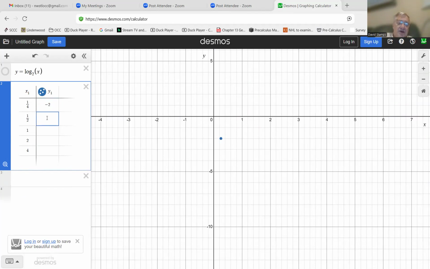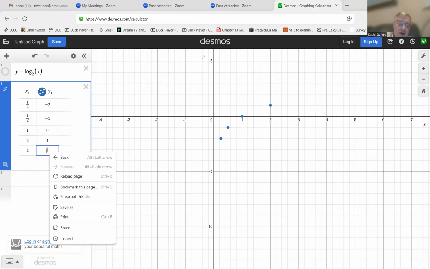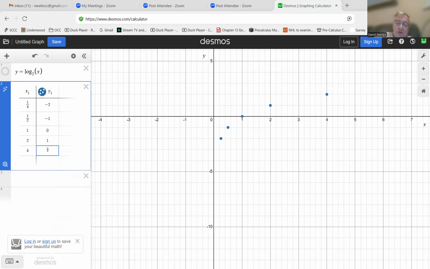At 1/2, 2 raised to what power is 1/2? It's -1. These are just going to go up one at a time. 2 raised to what power is 1? 2 to the 0 power is 1. 2 raised to what power is 2? 2 to the 1 power is 2. 2 to what power is 4? 2 to the 2 power is 4. Now, you can see that's the trajectory of the logarithm function graph. And now I'll put that back in, and we should see the log base 2 of x graph, and it'll go through those points.